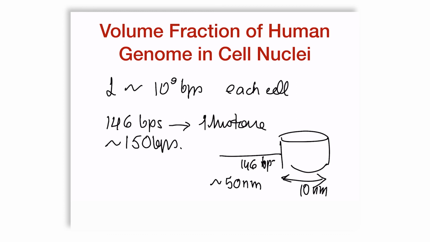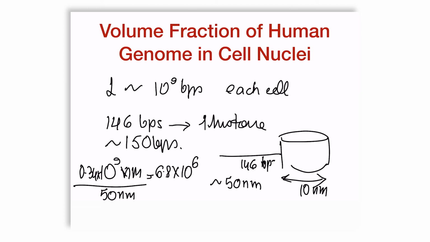So we have 10 to the power 9 base pairs into 0.34 nanometers divided by 50 nanometer segments, which gives us 6.8 into 10 to the power 6 segments.